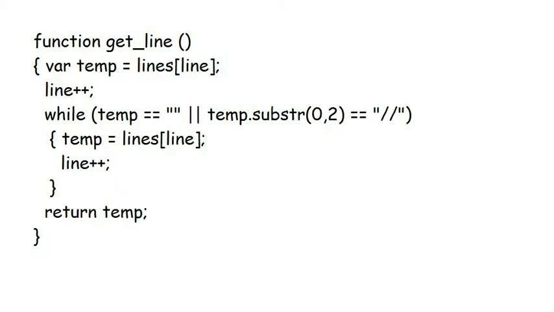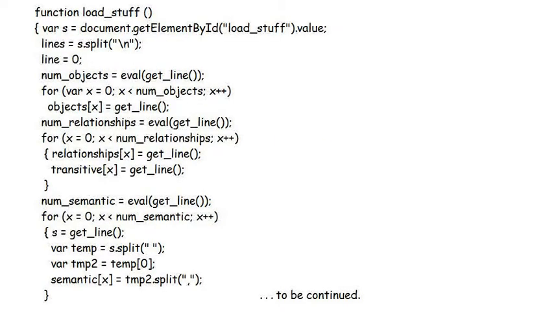You might recognize function getLine from last week's JavaScript program. It is used to extract single lines from the array lines, while ignoring blank lines and lines that start with 2 slashes, indicating a comment. Essentially, it means get the next valid line from that array. GetLine is used in the function loadStuff, which loads the data from the initial text area. The text is retrieved and split up into separate lines in the array lines. Then line is set to 0 to start reading from the first line. Firstly, the number of objects is read, followed by all the objects themselves into the appropriate array.